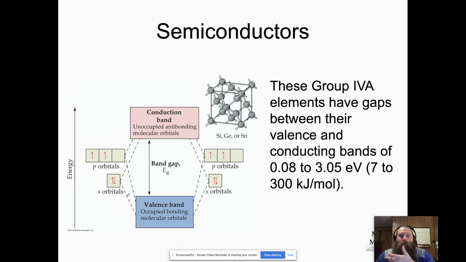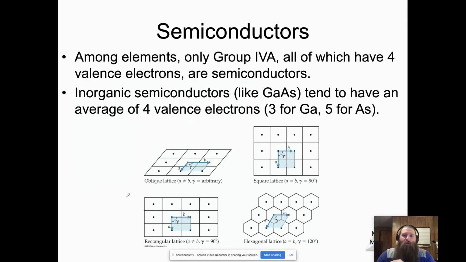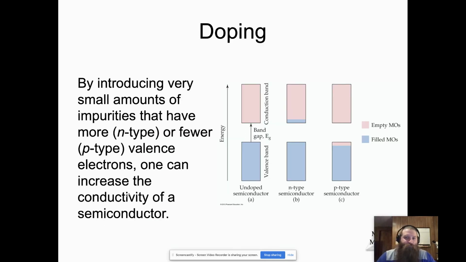Now, on average, the semiconductors usually end up with 4 valence electrons. They're still going to be able to arrange themselves in those same lattices that we saw earlier, okay? But our inorganic semiconductors are going to average 4 valence electrons. So 3 for gallium, 5 for arsenic, right? There's our average.